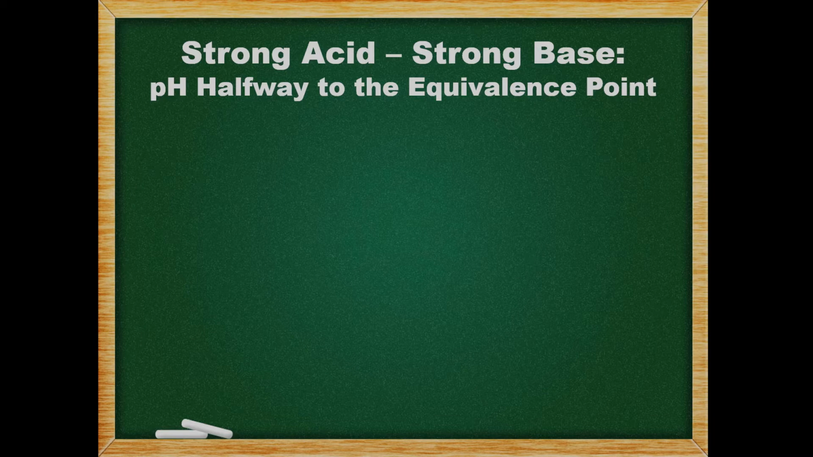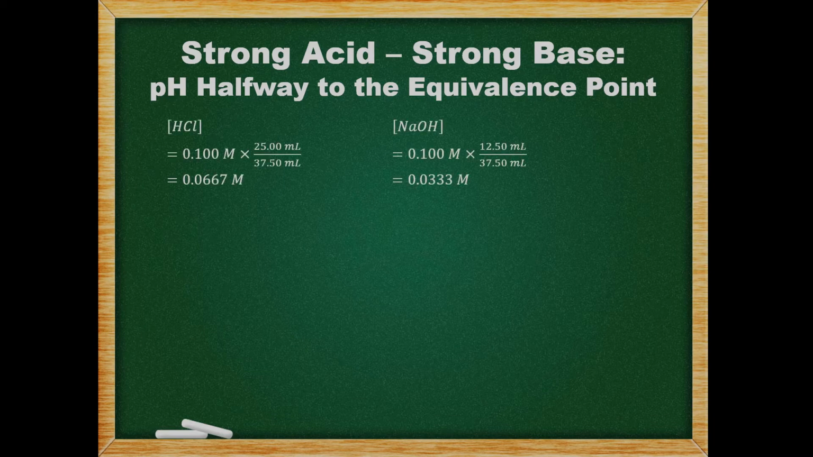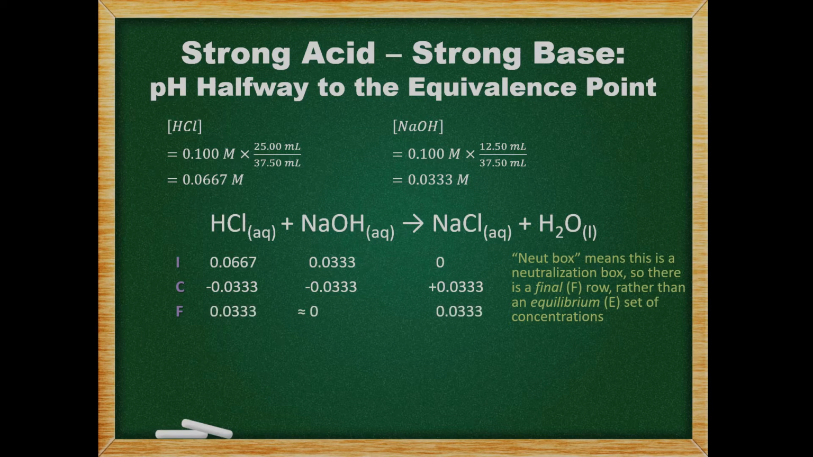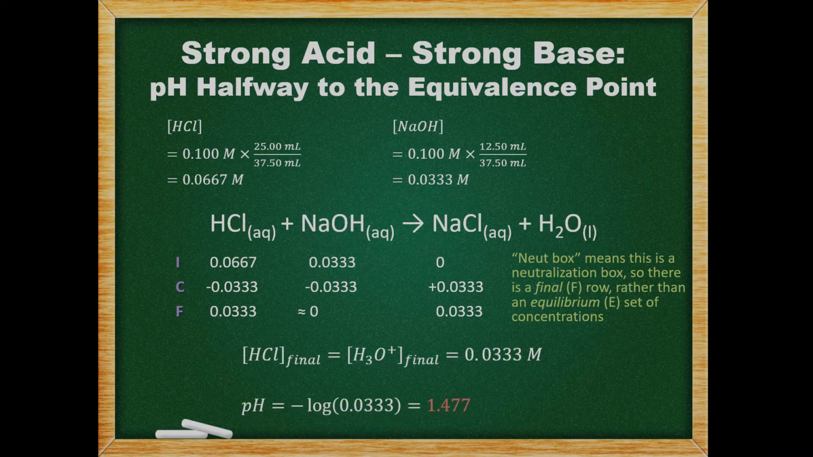We are halfway to the equivalence point, so we've added 12.5 milliliters of sodium hydroxide. This means we need to calculate the concentrations of hydrochloric acid and sodium hydroxide because they have both been diluted. After that, we create an ICF table, or ICE box, to get the final concentrations. The concentrations we just got can go into the initial row. The reaction goes to completion and sodium hydroxide is the limiting reactant, so we subtract 0.0333 from the left side and add it onto the right side. The final hydrochloric acid concentration is equal to the final hydronium concentration. Using this, we can calculate the pH.